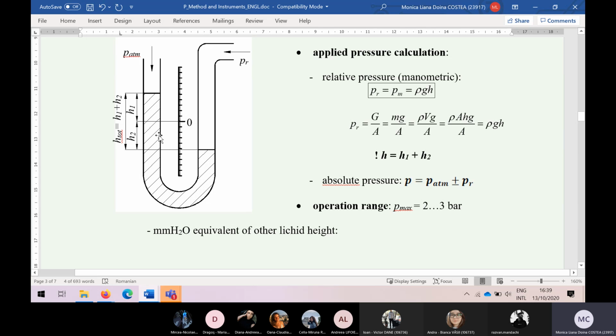Moreover, this is a glass tube, yes? During the fabrication, there could be on this branch a small diameter variation, and this diameter variation could cause an error, of course, in reading H1. If you multiply H1 by 2, you will multiply this error. You are supposed to know that.